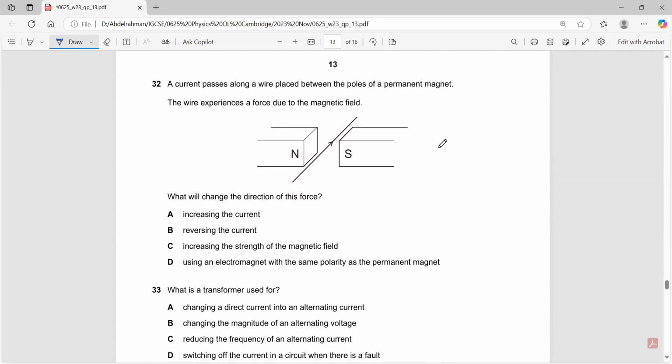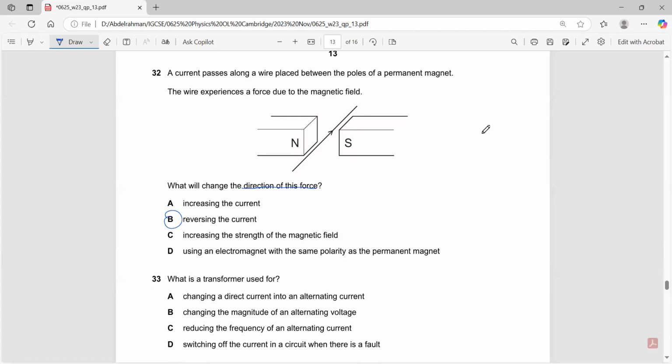32. Current passes along the wire between poles of a permanent magnet. The wire experiences a force due to the magnetic field. What will change the direction of this force? For example, the force on the wire is upwards, the wire is moving upwards now. How can I change the direction? By reversing the current. Yes, by reversing the current.